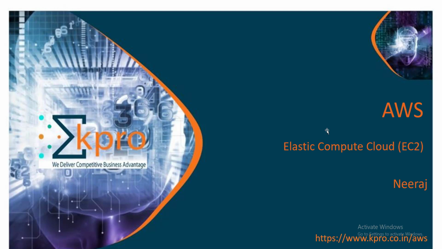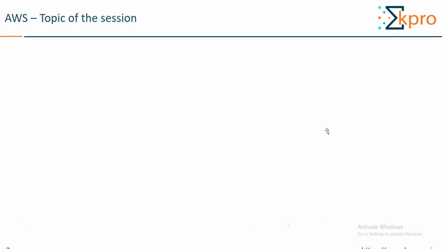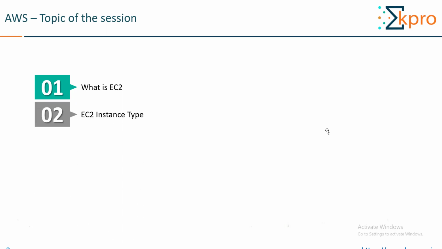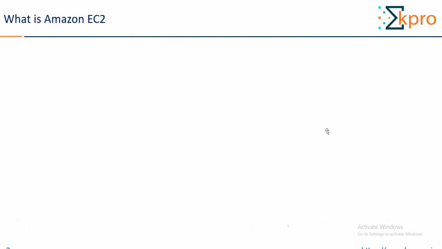Today we are going to start a new topic, and that is EC2, Elastic Compute Cloud. So now onwards we'll have a session on EC2, and today we are going to discuss what is EC2, EC2 instance types, EBS volume, and the lab on it. So let's start. So what is Amazon EC2?